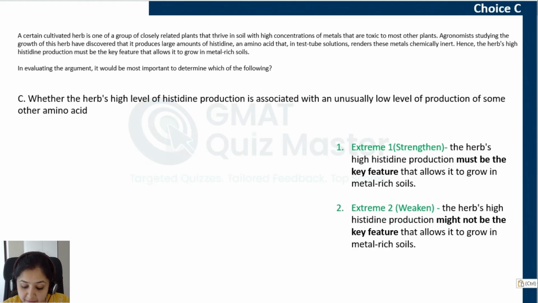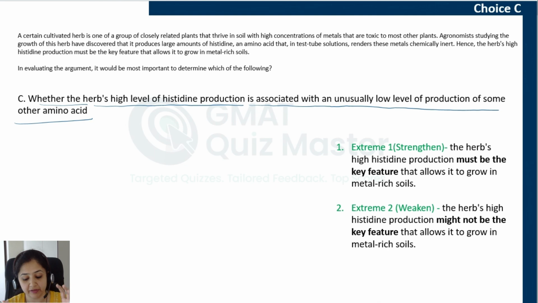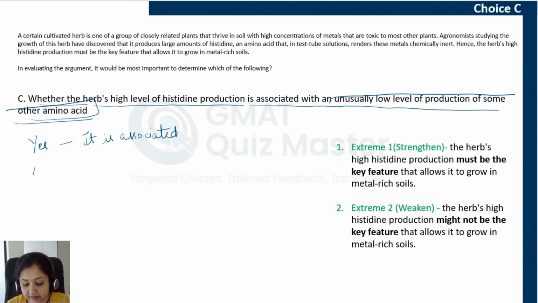Choice C: whether the herb's high level of histidine production is associated with an unusually low level of production of some other amino acid. So this choice says that okay, we know that this herb produces a high level of histidine. However, is it associated with an unusually low level of production of some other amino acid? If we say yes, it means it is associated with a low level of production of some other amino acid. If we say no, then it means it is not associated with a low level of production of any other amino acid.